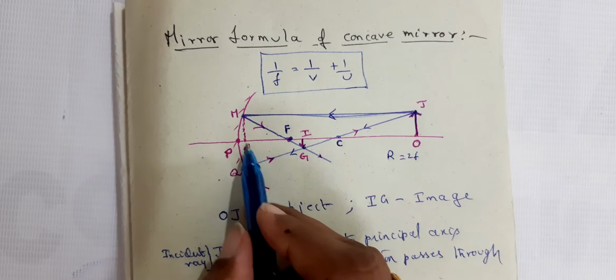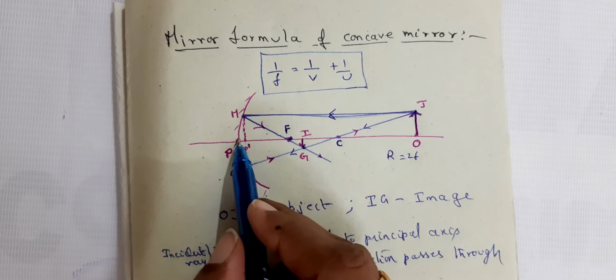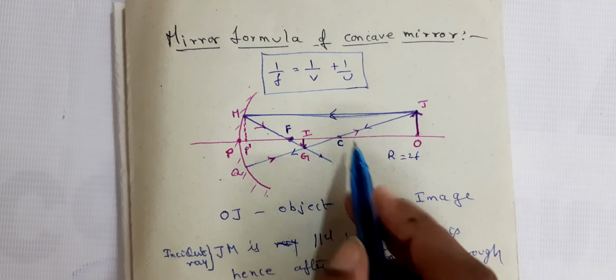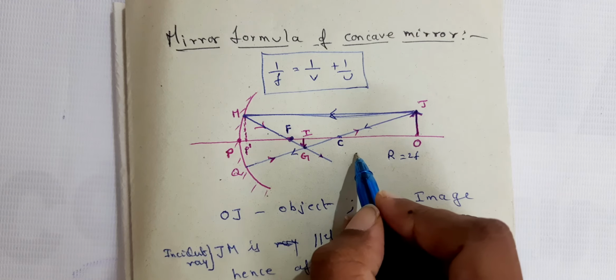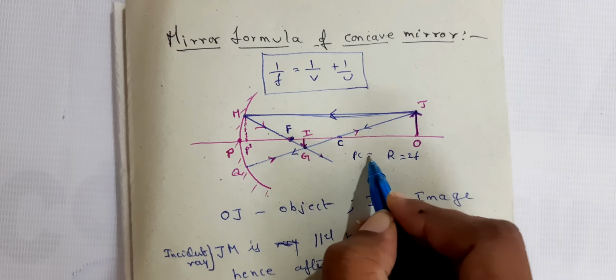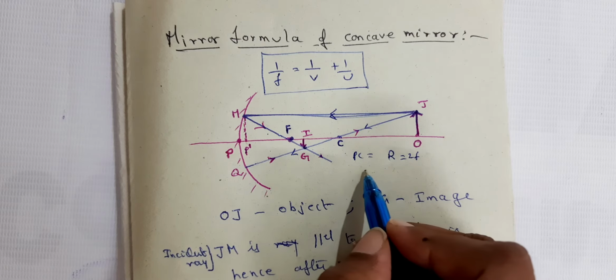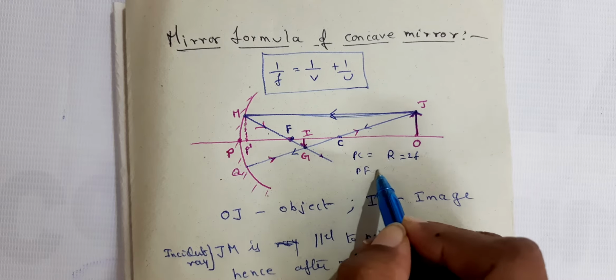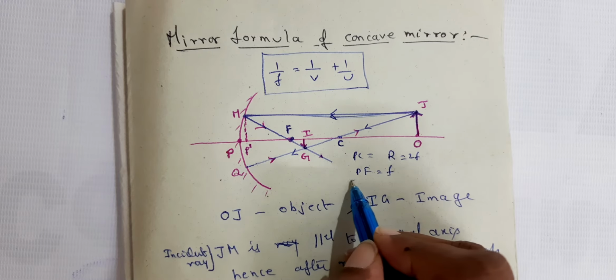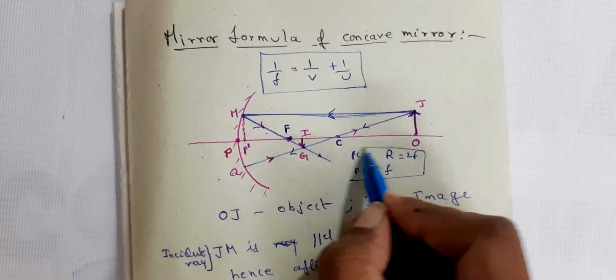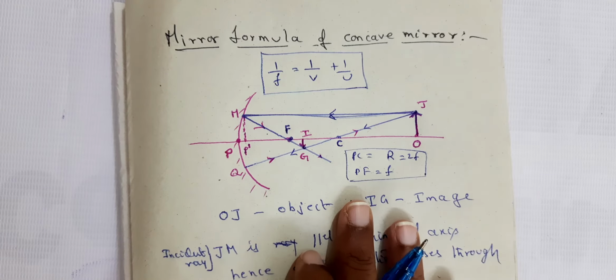What is r? From the pole of the mirror to the center of curvature, we call it r. PC is equal to r. And what is focal length? Focal length is PF, equal to f. Usually these two things should always be mentioned just below the diagram.